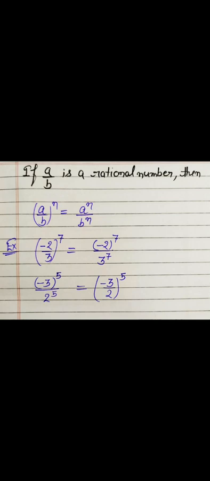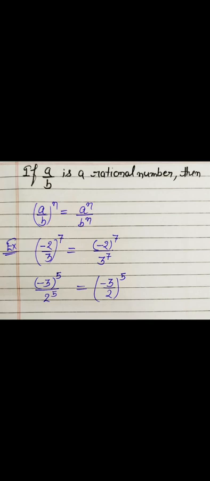And we can take the power as common also, as in minus 3 to the power 5 upon 2 to the power 5. We can take this power 5 as common. It can be written as minus 3 upon 2 to the whole power 5.